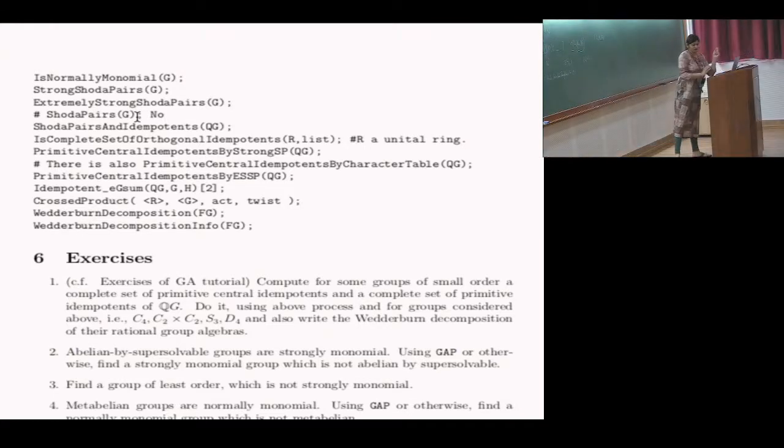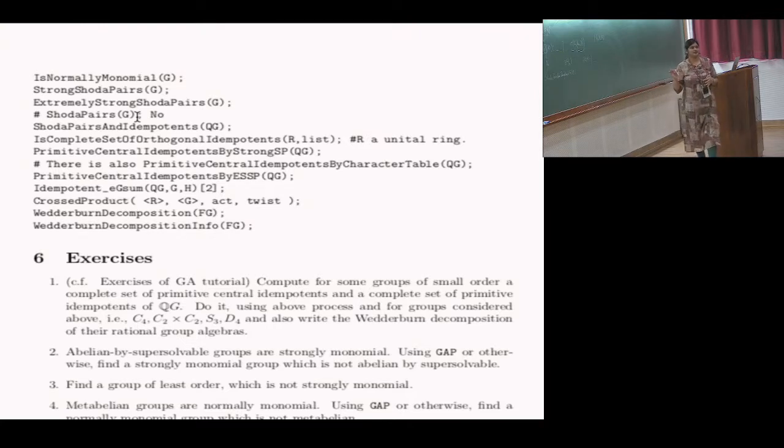Okay, then if you have a list of idempotents, idempotents need not be constructed via this algorithm only. You can have some idempotents and you want to check whether they form a complete set or not. That is doable here. And this R is mentioned because these are not specific to QG. In fact, the other functions are also meant for semisimple group algebras. You can have finite group algebras as well, but this particularly is okay for any unital ring R. Then you can find out primitive central idempotents by strong Shoda pairs.